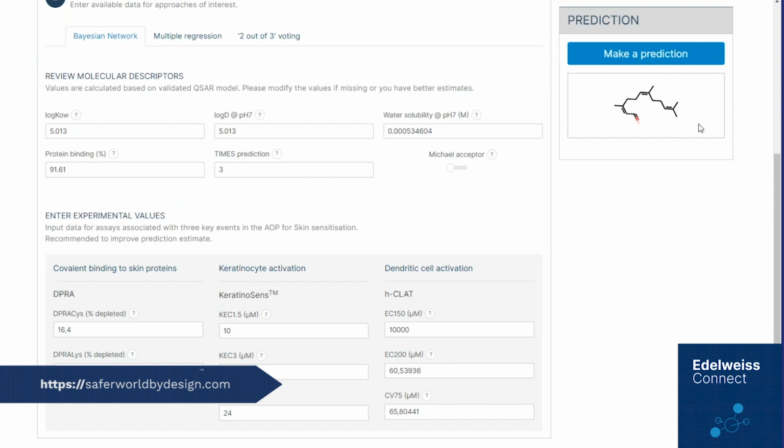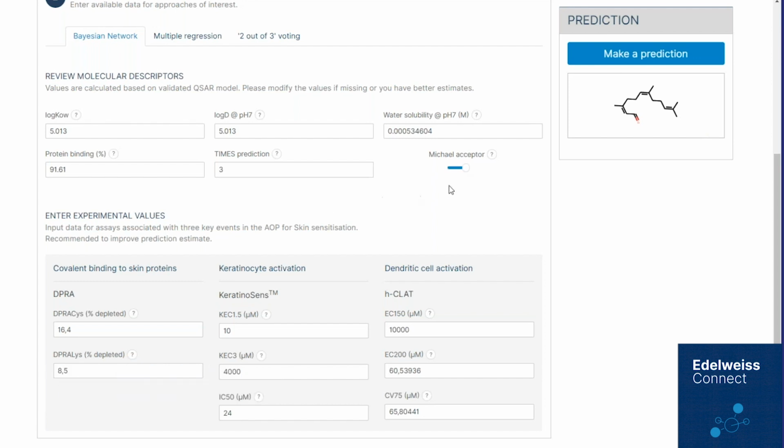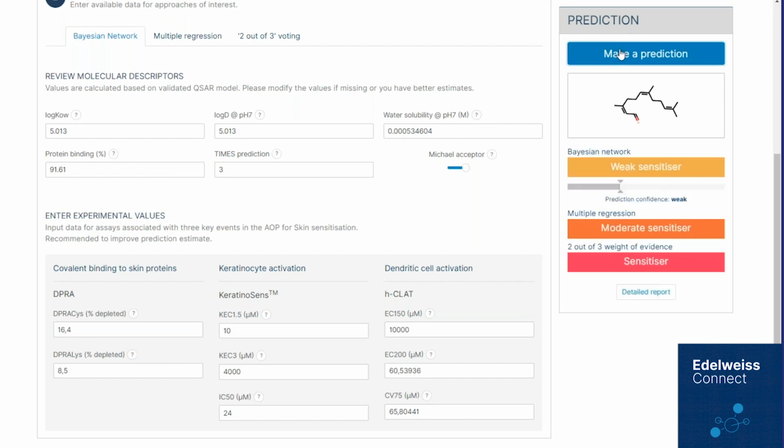And we can see from the structure that the compound is a Michael acceptor. So we also turn this structural alert on. And if we make a prediction, now we get more interesting results. We see that Bayesian network and multiple regression predict that the compound is a weak or moderate sensitizer, and majority voting correctly predicts that the compound is a sensitizer.